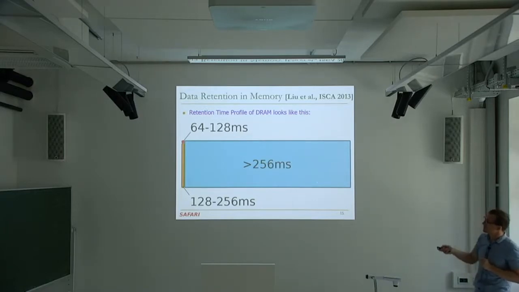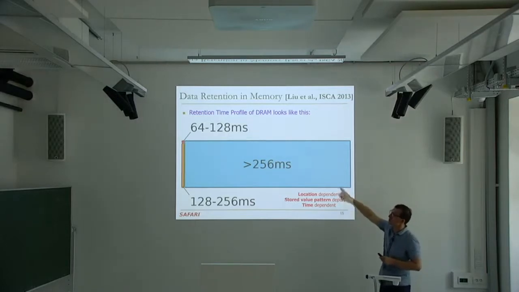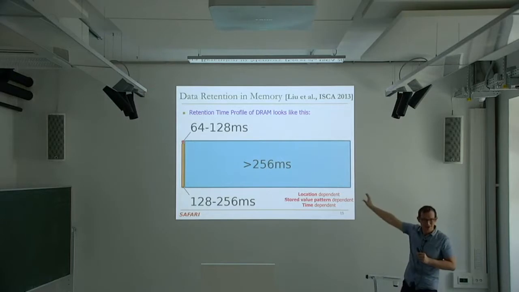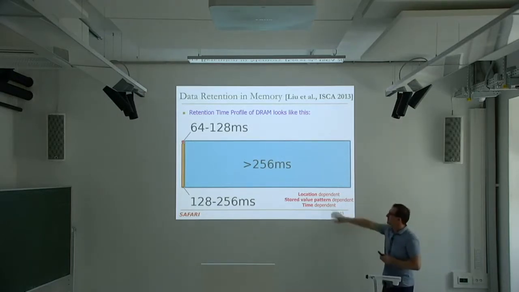So we're exploiting that observation that most cells are strong. Of course, this is not an easy thing, because that's why we built the infrastructure. We wanted to understand which locations are strong, which locations are weak. Is there a pattern to these locations? There's no pattern. It's all random. Actually, the locations that are weak are in random locations. But there's a pattern to the value pattern.